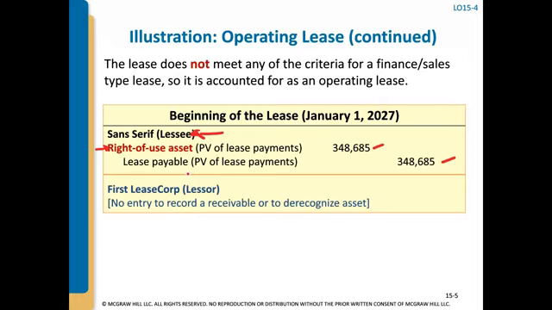So the lessor does nothing. There's no entry to take the asset off their books or to record a lease receivable. So this is very different than a sales type lease from the lessor's perspective.